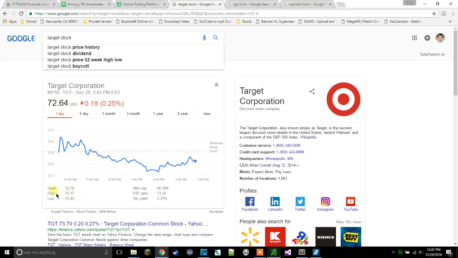Next, we have the high. This is the daily high of the day. So the highest point, which looks like somewhere around here, was at 73.17. So that's just the high, and then the low is the lowest point. So at 72.43, it would be a little bit lower than that.